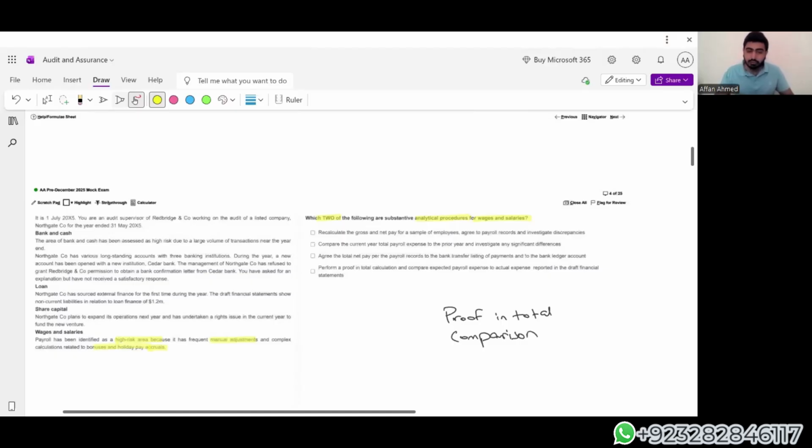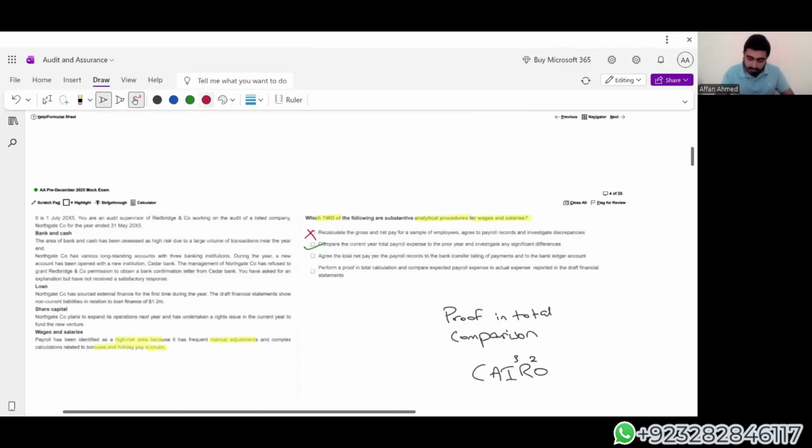Now, recalculate. The first word gives me a test of details here. Only analytical procedure is not a test of details. So recalculation is a substantive procedure, not a substantive analytical procedure. So this one is incorrect. Next, compare the current year total of payroll expenses to the prior year. So comparison, is it an analytical procedure? Yes, it is. Tick mark it.